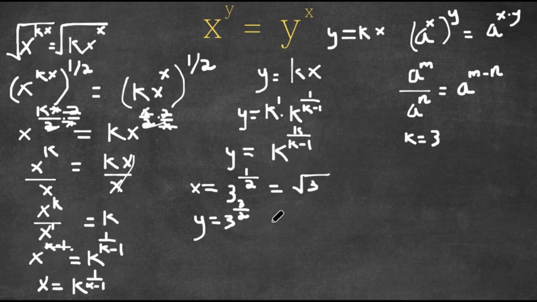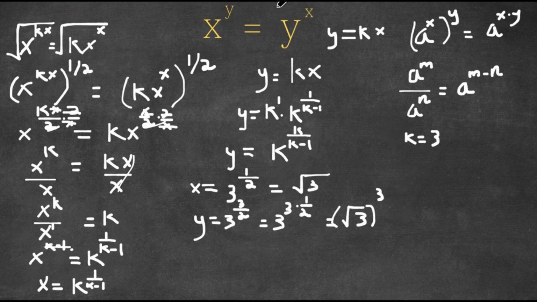Now, this is the same thing as 3 to the power of 3 times 1/2. And this is the same thing as the square root of 3 to the power of 3. So now, as you can see, we have our values for x and y. And now all we need to do is check if they're correct by plugging them into our equation here.